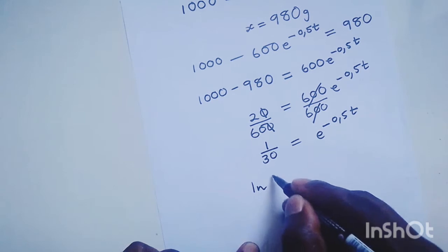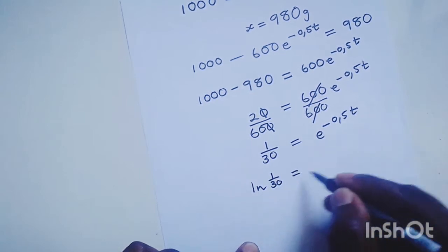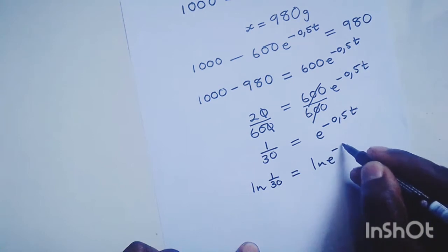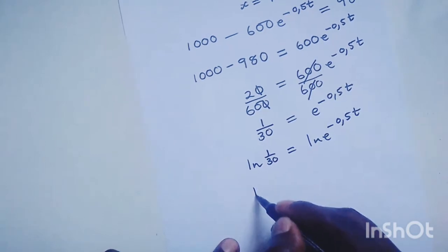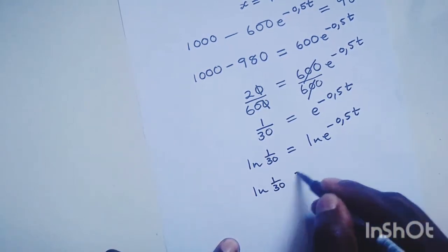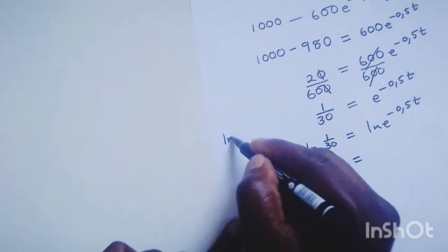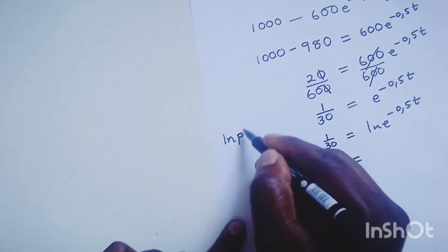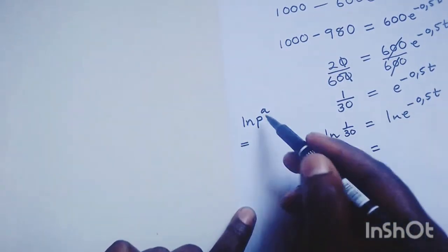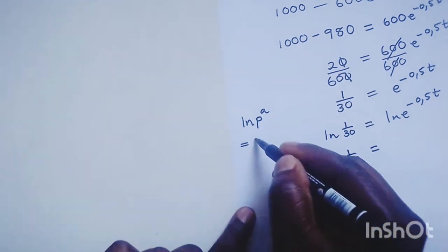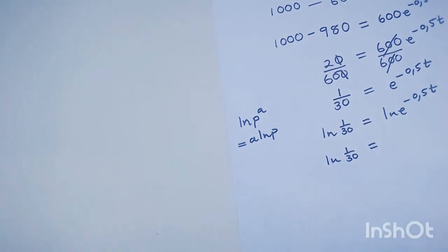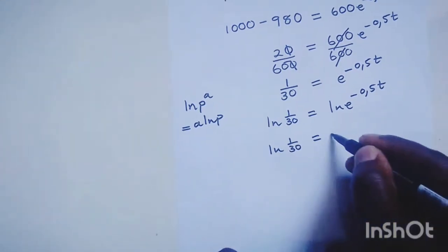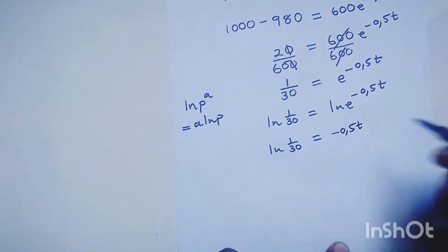So let me take ln both sides. ln 1 over 30 is equal to ln e to the power of minus 0.5t. Using the power rule, which says that if you have ln p to the power of a, you can bring down the power and rewrite it as a ln p, we can bring down negative 0.5 like this.